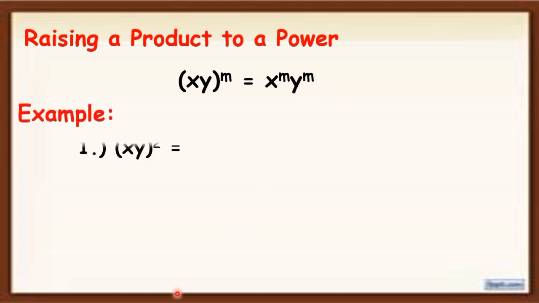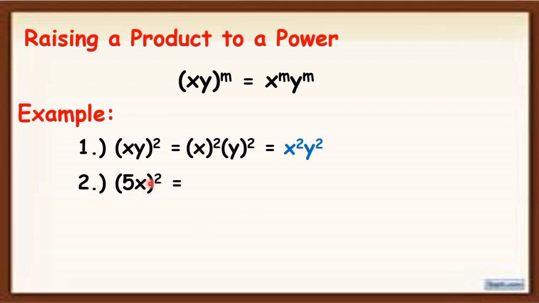So let's have an example. (xy)^2 will become x^2 y^2. Or you are going to multiply each variable inside the parentheses by the exponent. So that's why it becomes x squared y squared. Another one.